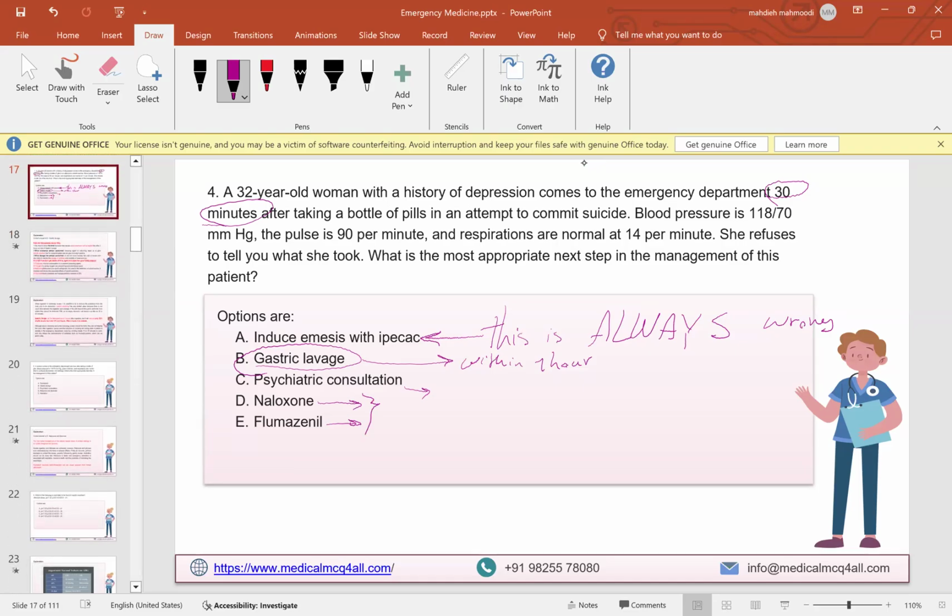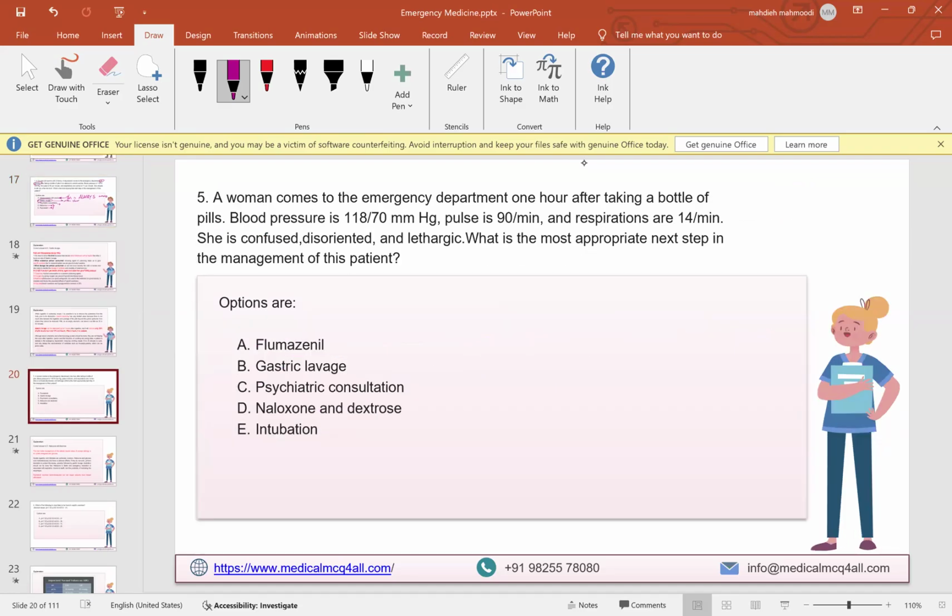Next. Woman comes to the emergency department 1 hour after taking a bottle of pills, blood pressure 118/70, pulse 90, respiration 14. She's confused, disoriented, and lethargic. What is the most appropriate next step in the management? Flumazenil, gastric lavage, psychiatric consultation, naloxone and dextrose, intubation.